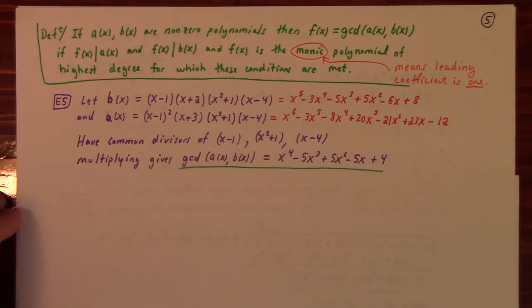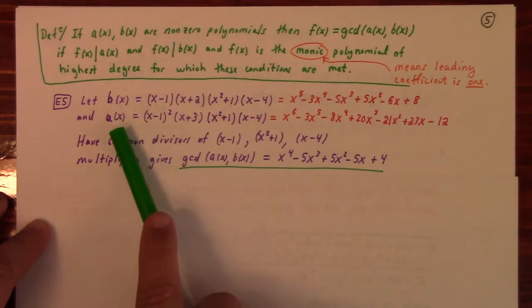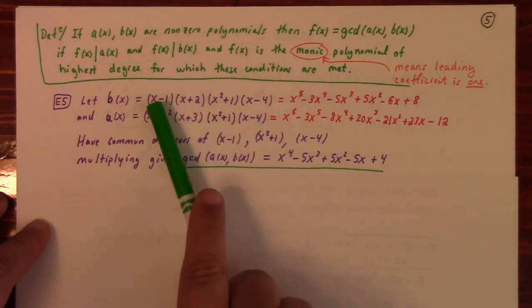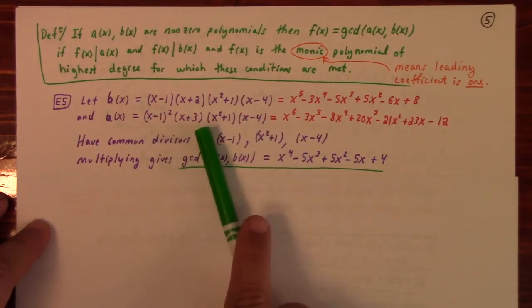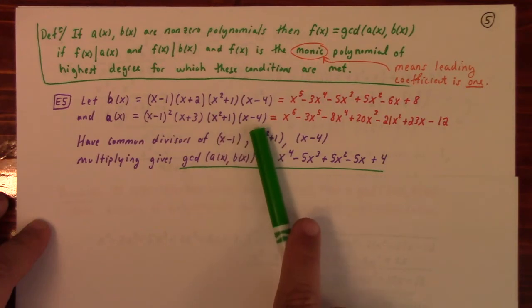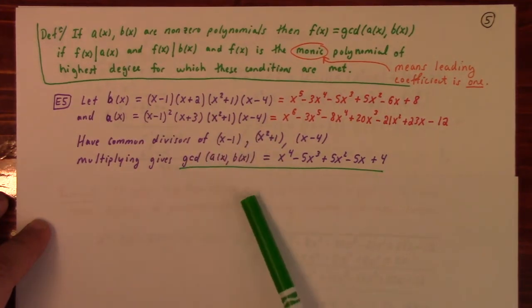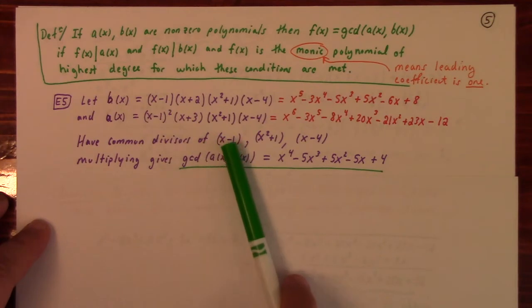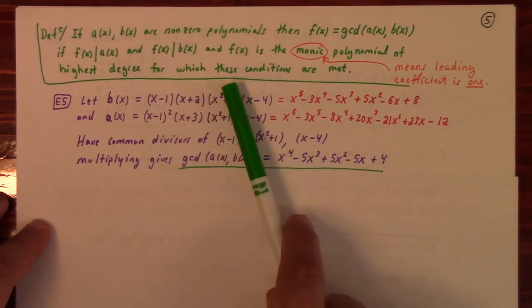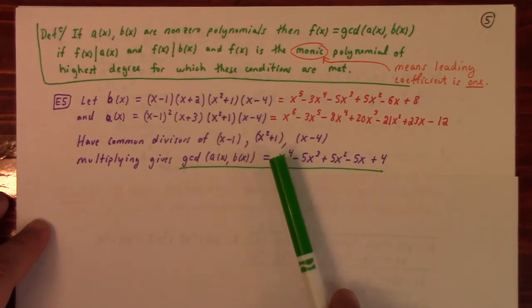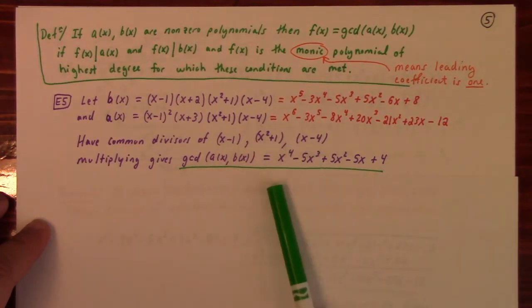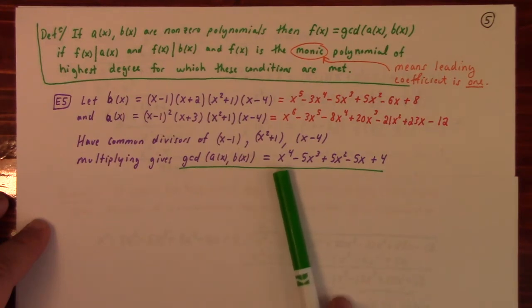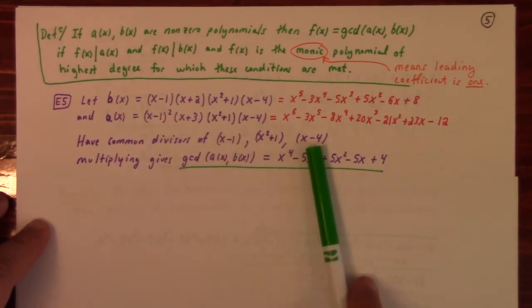You could do something similar with polynomials, right? Like if I had b of x was this, and I had a of x was that, so like x minus 1 times x plus 2 times x squared plus 1 times x minus 4, x minus 1 squared plus x times x plus 3 times x squared plus 1 times x minus 4. You can look at this and you can see, aha, I've got common divisors of x minus 1, x squared plus 1 is common, x minus 4 is common. So if I multiply these together, that gives me the greatest common divisor, actually, which works out to this when you multiply these out, okay?